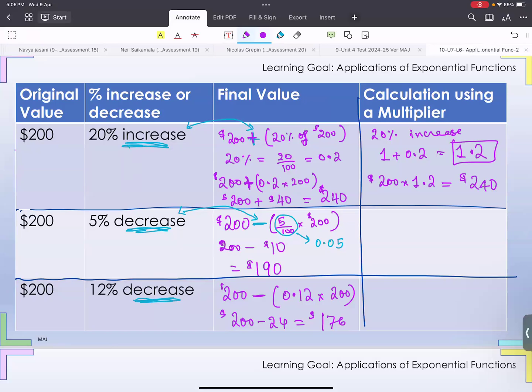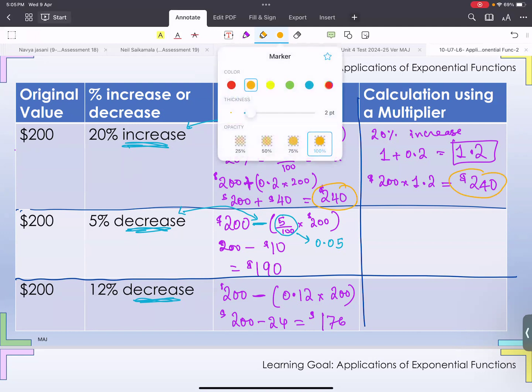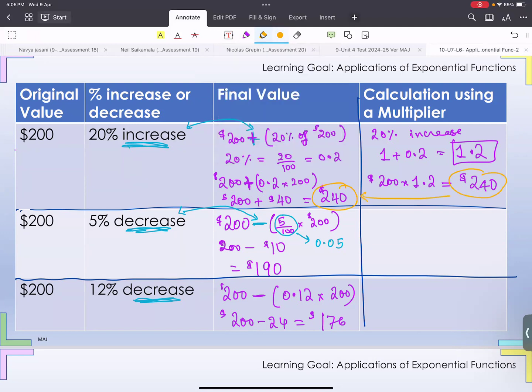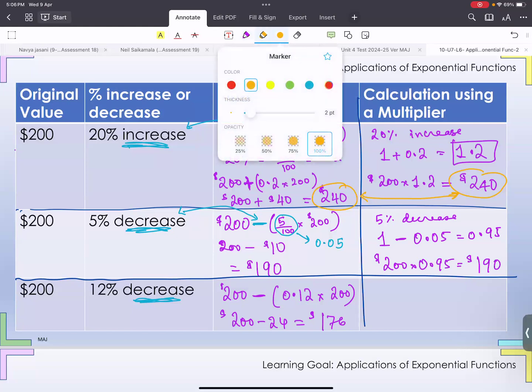So this answer and this answer are exactly the same thing. Same thing over here for a 5% decrease. For a 5% decrease, what am I going to do? I'm going to do 1 minus, not plus, but 1 minus 0.05, which is 0.95. So that is $200 times 0.95, which should give me $190. Just use your calculator and double check.